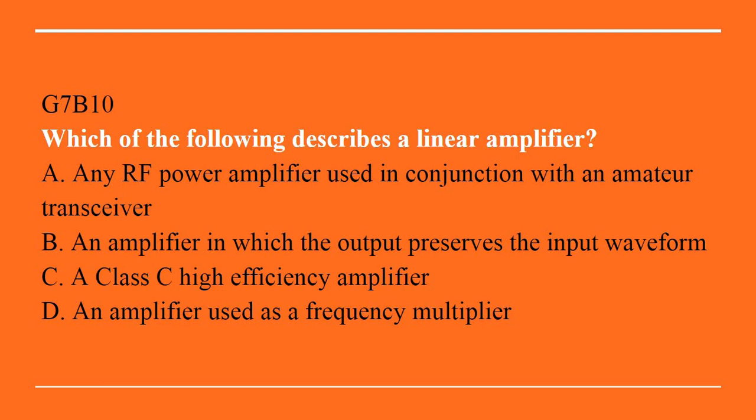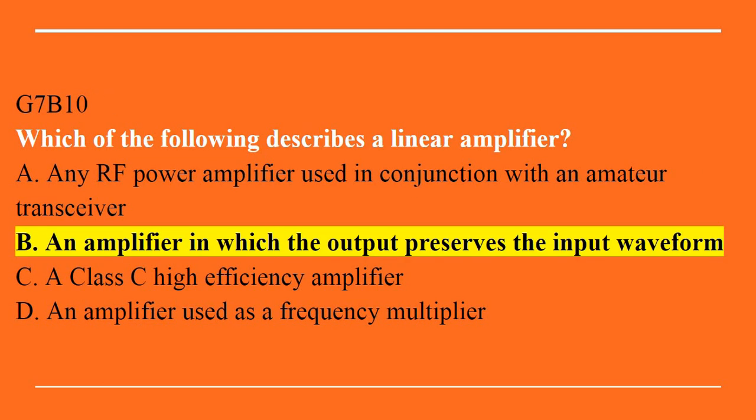G7B10, which of the following describes a linear amplifier? A, any RF power amplifier used in conjunction with an amateur transceiver. B, an amplifier in which the output preserves the input waveform. C, a Class C high efficiency amplifier. Or D, an amplifier used as a frequency multiplier. Answer is B, an amplifier in which the output preserves the input waveform.